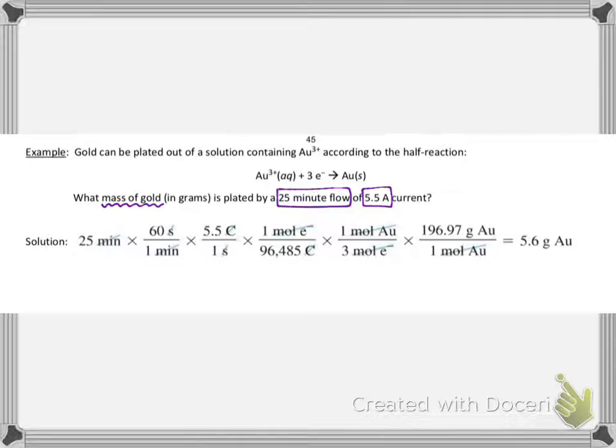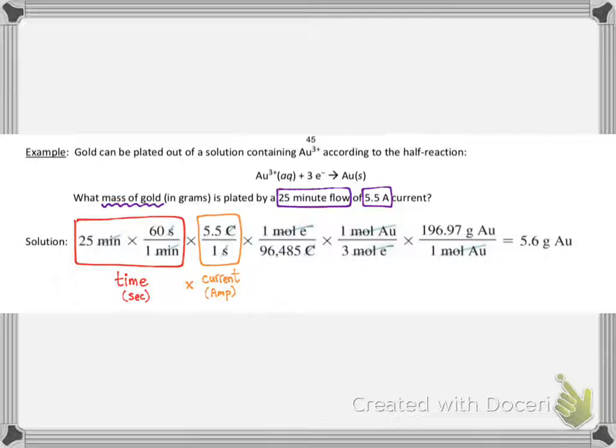So this is where we get to set up the most beautiful set of dimensional analysis fractions ever. Remember our first step: we need to convert our minutes into seconds. Once we have our time in seconds, you multiply that times the current in amps. Once we've converted into coulombs of charge, we use Faraday's constant.